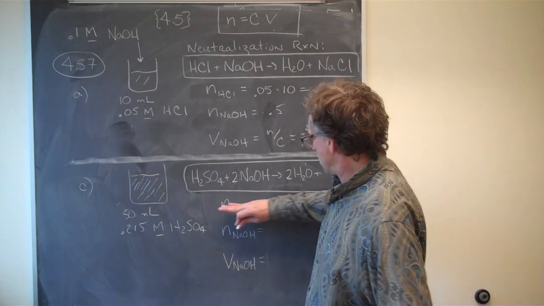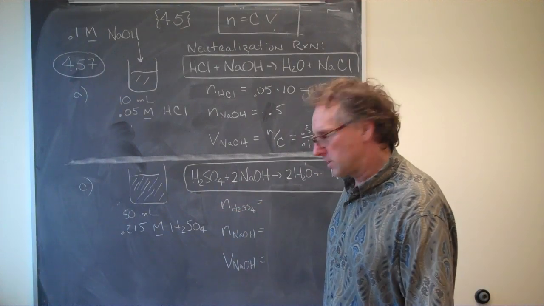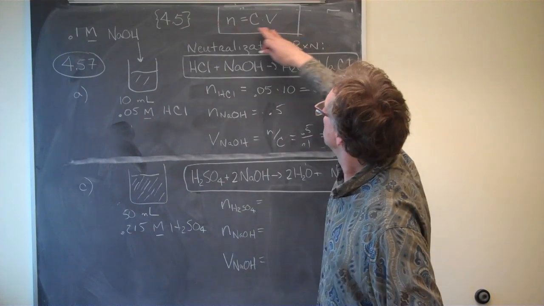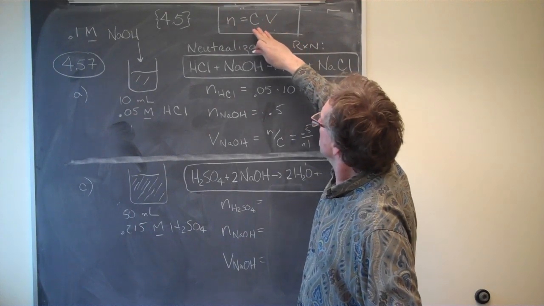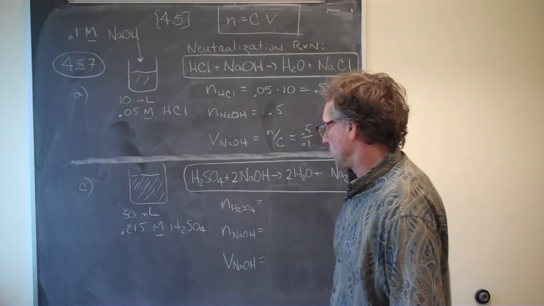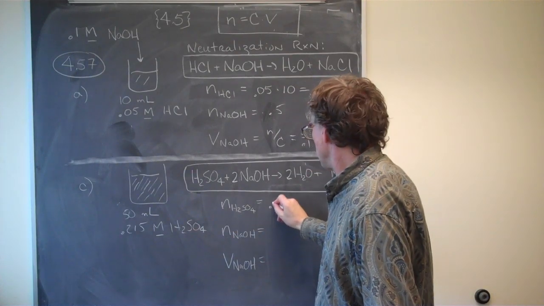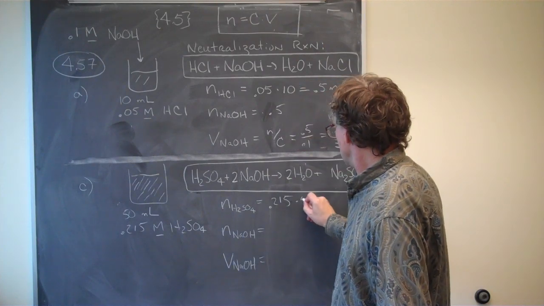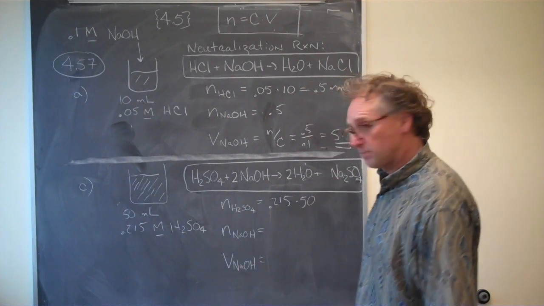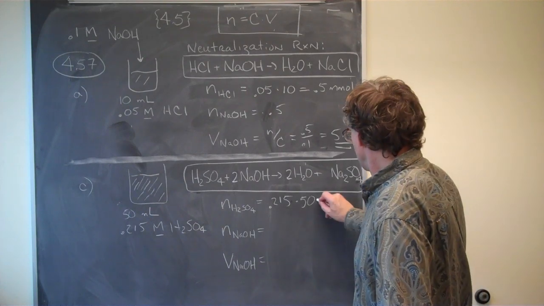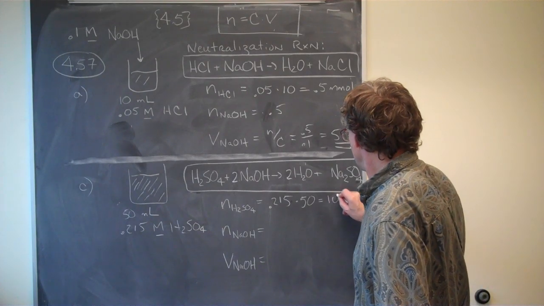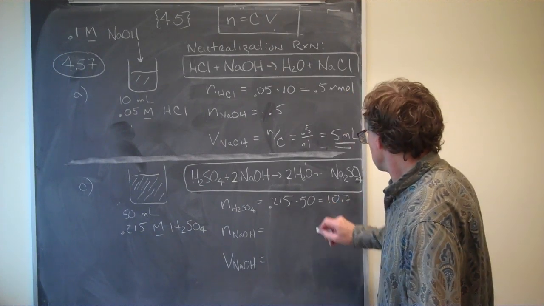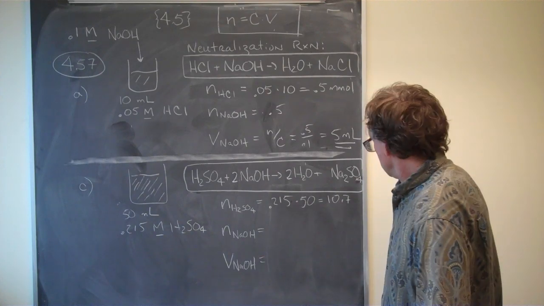That's good, but maybe before we worry about that, I should find out how much sulfuric acid I have. Once again, I'm going to use this solute equation, the concentration of the sulfuric acid times the volume. So the concentration of that is 0.215 molar of the sulfuric acid, and then I'm going to multiply that by 50. That looks like it's going to be about 10.7 millimoles of sulfuric acid.